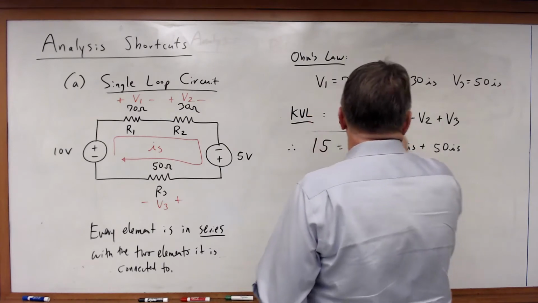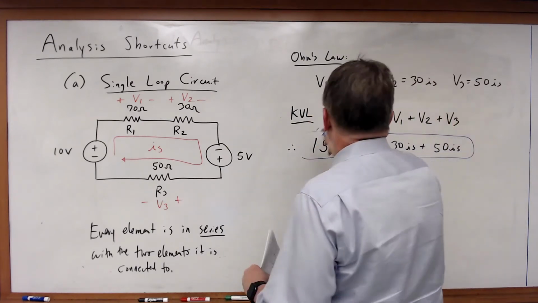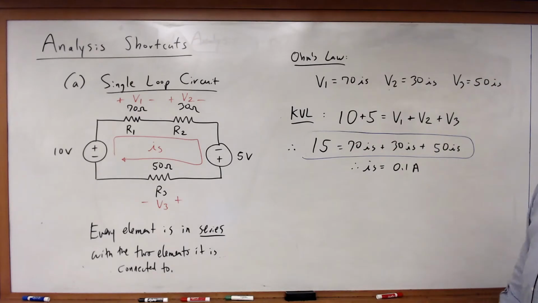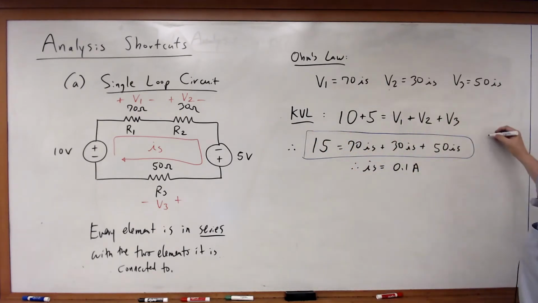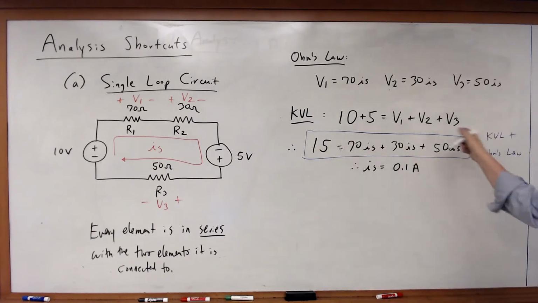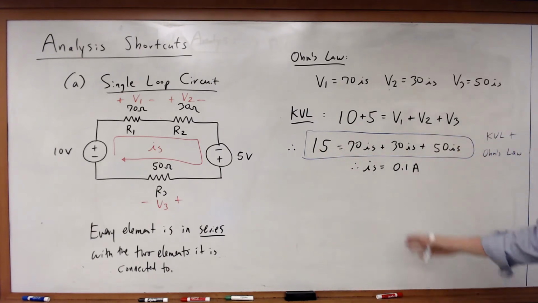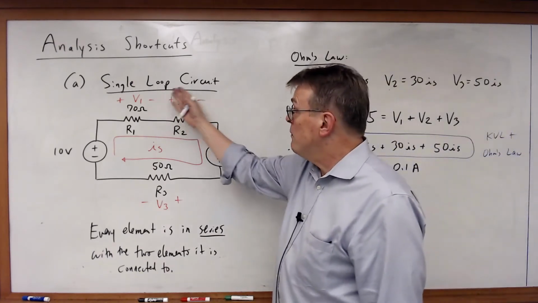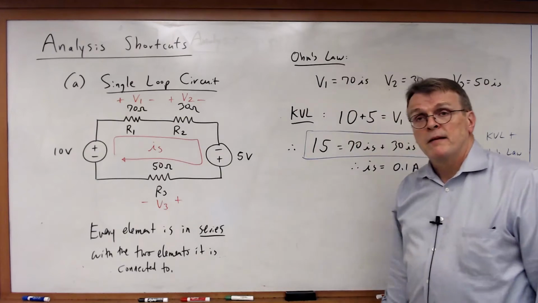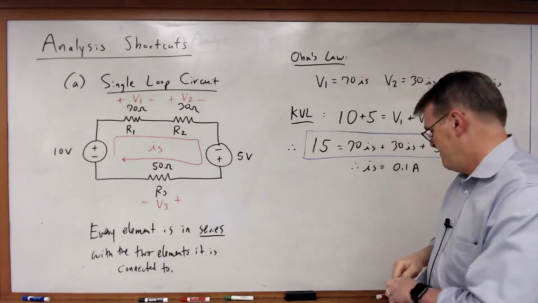This equation I got by combining the Ohm's law plus the KVL equations, which means this is KVL plus Ohm's law, all together in a single equation. Now, why did I point this out? Because if I wanted to solve for I sub s, I really didn't need V1, V2, and V3. I could have done it this way.